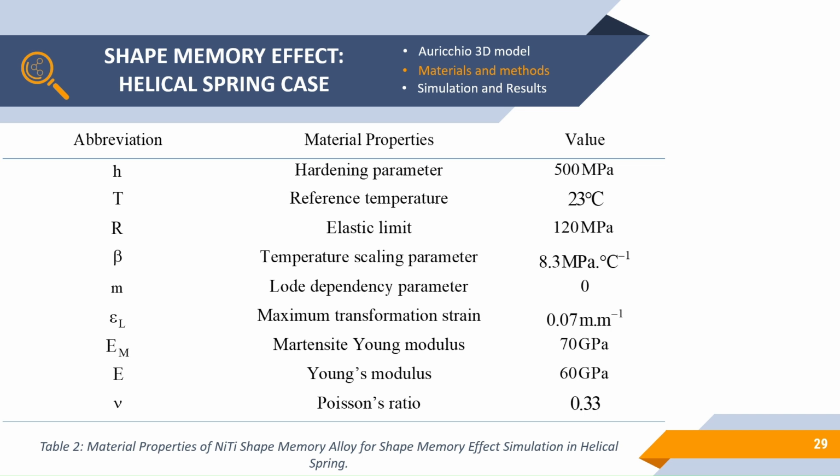For the material properties used for simulating the shape memory effect of the helical spring, we have H, the hardening parameter; T, the reference temperature; R, the elastic limit; beta, the temperature scaling parameter; and M, the load dependency parameter, which represents the asymmetric behavior of shape memory alloy in tension and compression. Epsilon L is the maximum transformation strain, EM is the martensite Young's modulus, E is Young's modulus, and of course nu is Poisson's ratio.